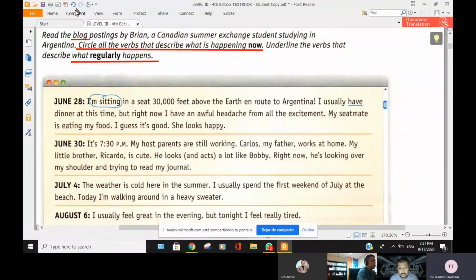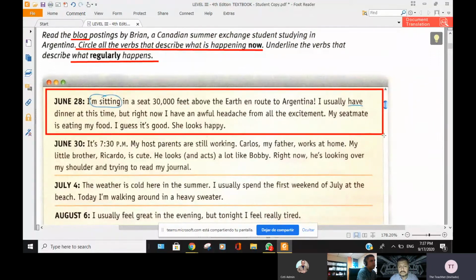Well, tell you what, Danny, can you please read the first section, June 28th? Yes, teacher, of course. It's June 28th. I am sitting in a seat 30,000 feet above the earth en route to Argentina. I usually have dinner at this time, but right now I have an awful headache from all the excitement. My seatmate is eating my food. I guess it is good. She looks happy. Excellent, thank you. So here he's describing what is happening.